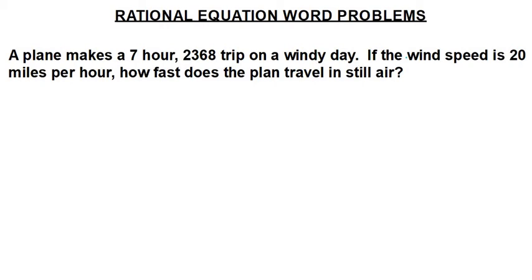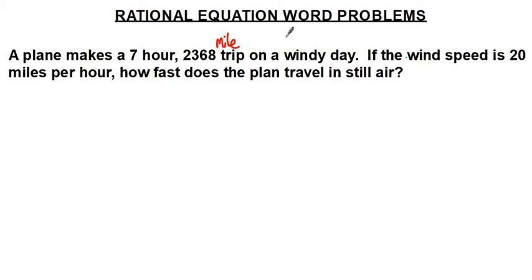All right, so we have another word problem. This one is involving planes traveling on a windy day. So a plane makes a 7 hour, that should say 2,368 mile trip. Let me add that. 2,368 mile trip on a windy day. The wind is blowing at 20 miles an hour, and the question is, how fast does the plane travel in still air?